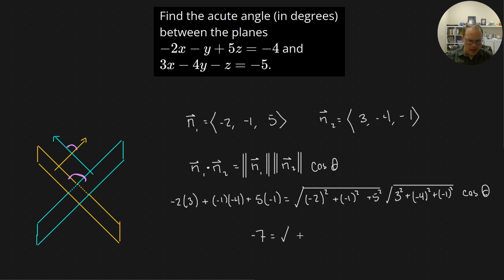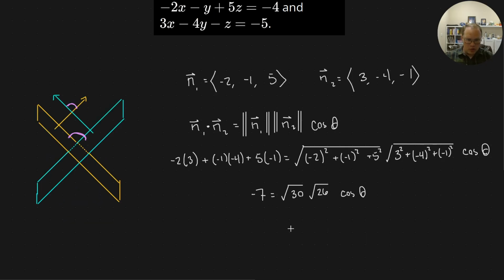And on the right side, under the first root, I get 4 plus 1 is 5 plus 25 is 30. So square root of 30. And under the other root, I get 9 plus 16 plus 1. That is 26. And so cosine of theta, if I isolate that cosine of theta, I get -7 over the square root of 30 times 26. Whatever that is, that's calculator work.